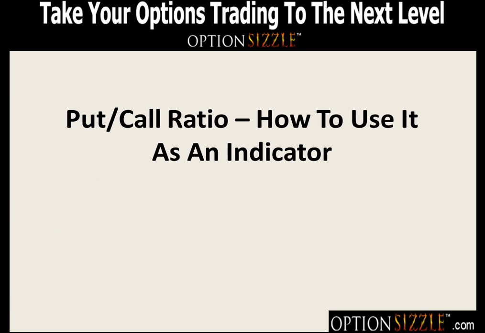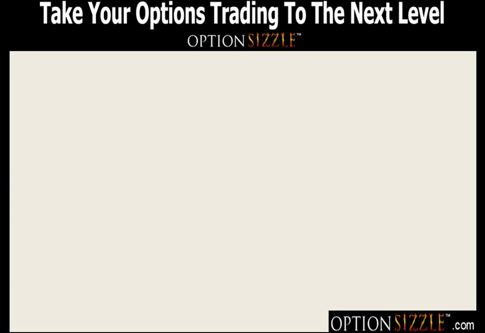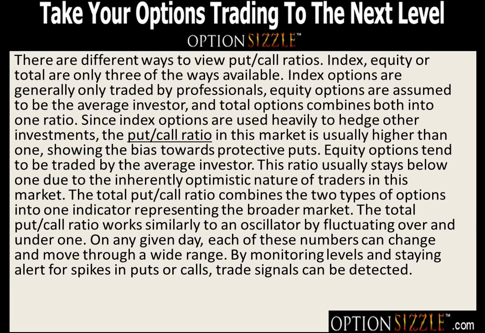Put-call ratio, how to use it as an indicator. There are different ways to view put-call ratios. Index, equity, or total are the three ways available. Index options are generally only traded by professionals. Equity options are assumed to be the average investor, and total options combines both into one ratio.